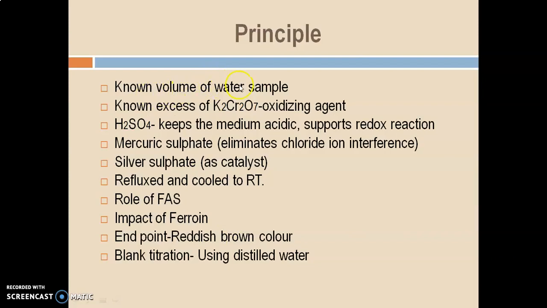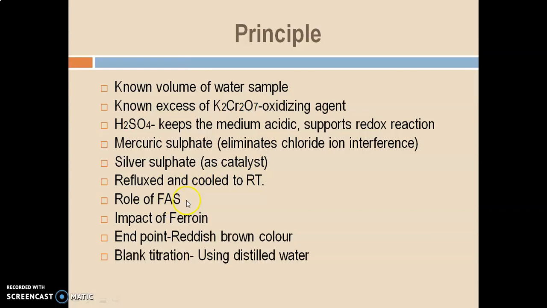Principle. A known volume of water sample is taken. To it, a known excess of potassium dichromate is added, and it acts as an oxidizing agent. Addition of sulfuric acid keeps the medium acidic and supports the redox reaction. Addition of mercuric sulfate eliminates the chloride ion interference. Silver sulfate is added as a catalyst, and it oxidizes the long chain hydrocarbons, aromatics and pyridine. The entire mass is refluxed and gradually cooled to room temperature.